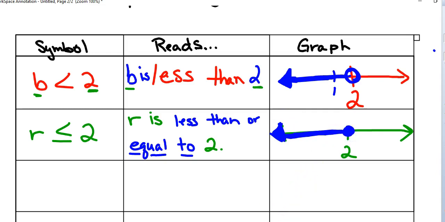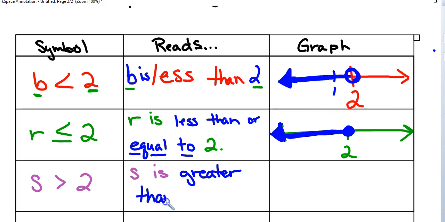Okay. All right. Next up, let's say we have S, and then let's do this symbol. Now again, if you remember here, that S can be any variable. It doesn't have to be S. It can be B. It can be R. It can be X. Okay. So how would we read this? Remembering that this symbol right here, we're going to say greater than. So we would read S is greater than 2.